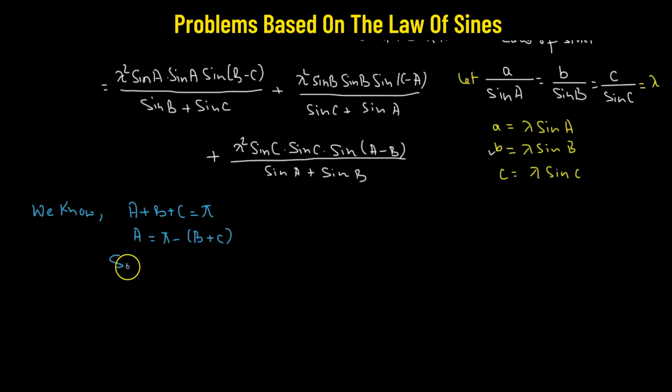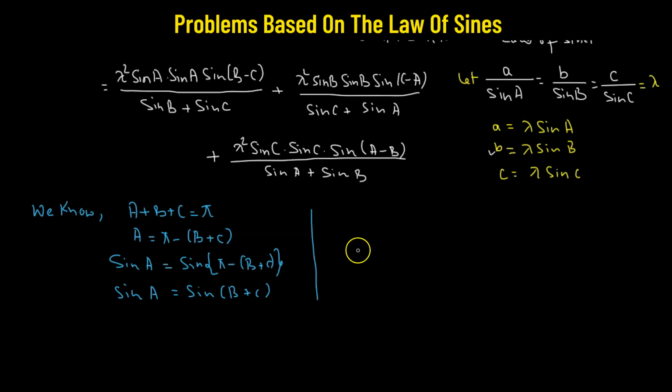Now, if we take the sine of the angles on both sides, sine of angle A will be equal to sine of (pi minus (B plus C)). We know that sine of (pi minus (B plus C)) simply equals sine of (B plus C). So we can say that sine of angle A is equal to sine of (B plus C). That's the reason why we split sine squared A into sine A times sine A.